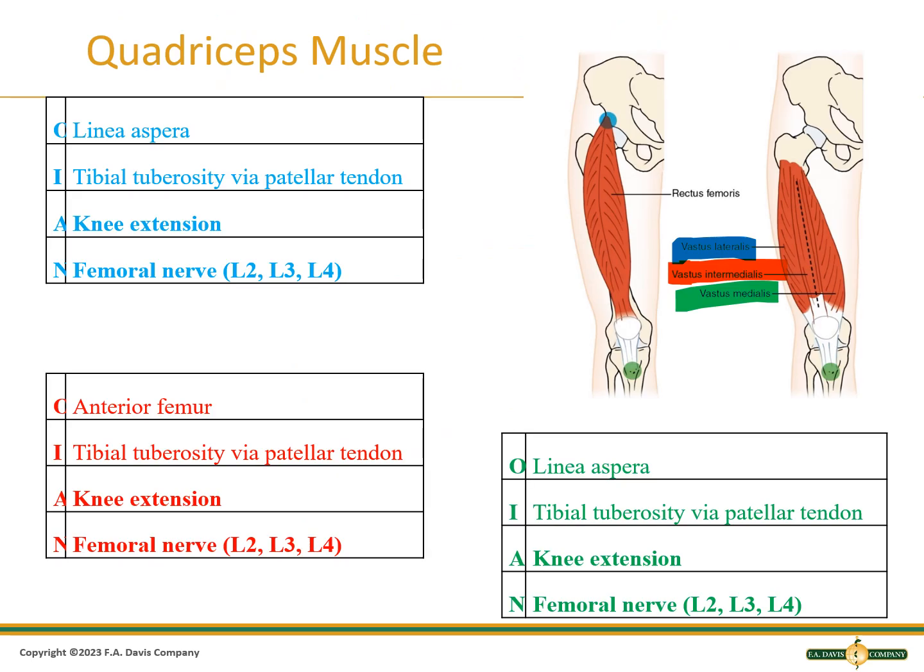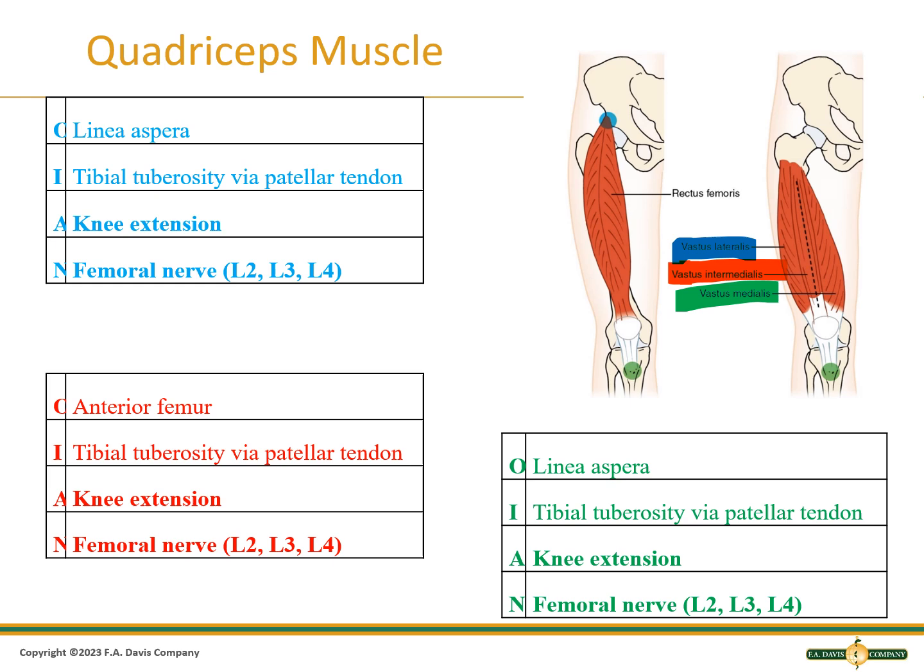Our quadriceps muscle is made up of 4 muscle bellies. Our rectus femoris is the only one that crosses the hip and is the most superficial of our quadriceps muscle. And then deep to those we have vastus lateralis, vastus intermedialis, and vastus medialis. Vastus lateralis is on the lateral aspect, vastus medialis is on the medial aspect, and vastus intermedialis is in between those two.